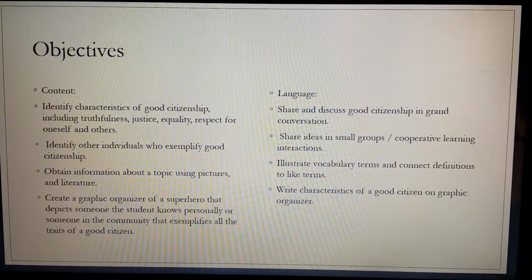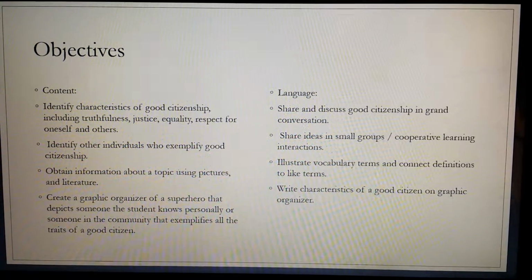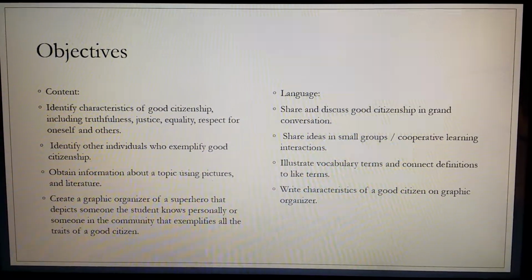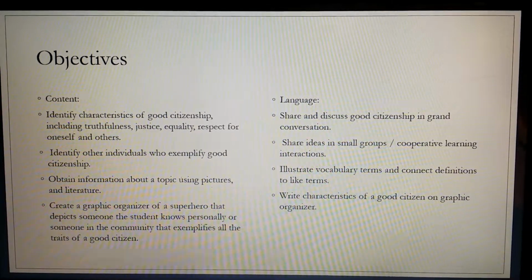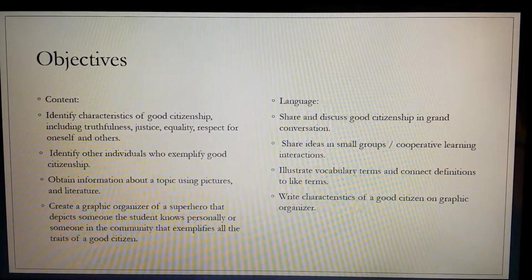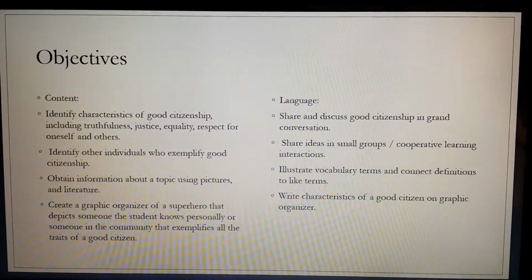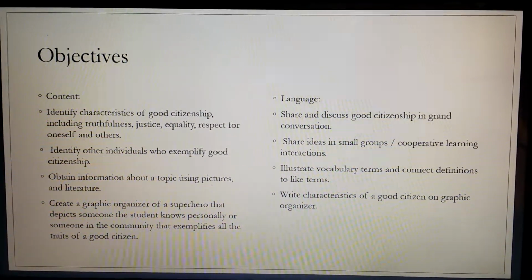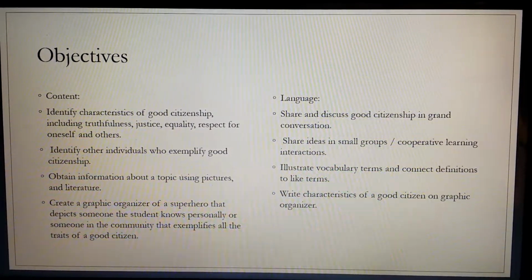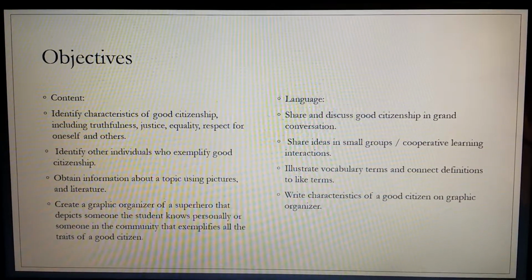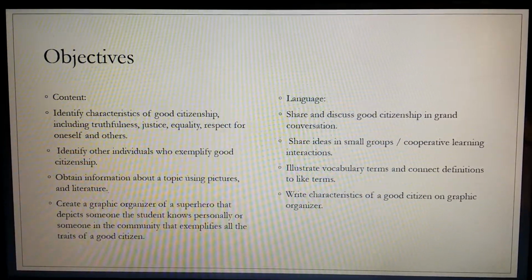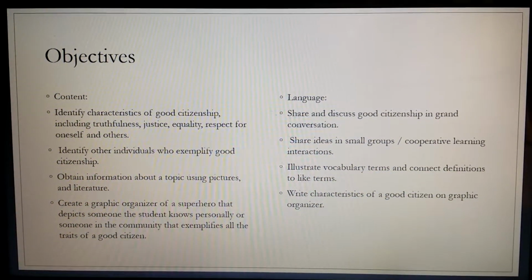For their language objectives, we have share and discuss good citizenship in grand conversation, share ideas in small groups and cooperative learning interactions, illustrate vocabulary terms and connect definitions to like terms, write characteristics of a good citizen on a graphic organizer.